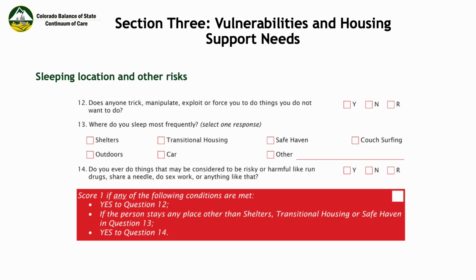Question 14 states, do you ever do things that may be considered to be risky or harmful, like run drugs, share a needle, do sex work, or anything like that? You'll notice in the red scoring banner at the bottom, the person gets a score of 1 if any of the conditions are met. A yes to question 12, if the person is staying in any place other than a shelter, transitional housing, or safe haven, or if there's a yes response to question 14.